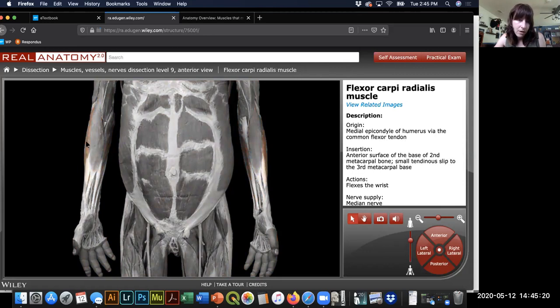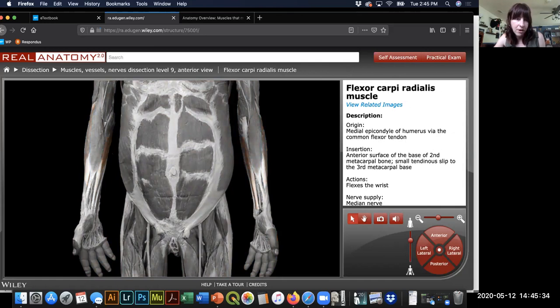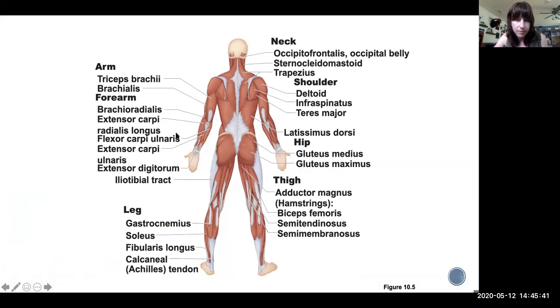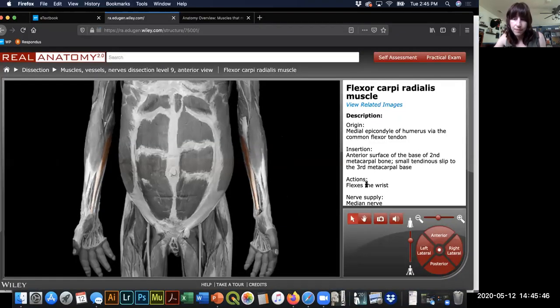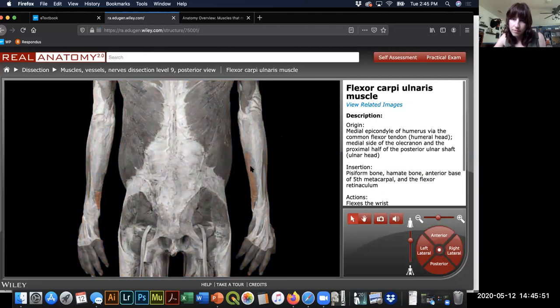There we go. Okay, so here we go. On this dissected guy, you can see the extensors and flexors from the anterior view. The extensor carpi radialis longus is here, and the flexor carpi radialis is here. Oh, the flexor carpi ulnaris was what I was looking for, wasn't it? There we go. Right.